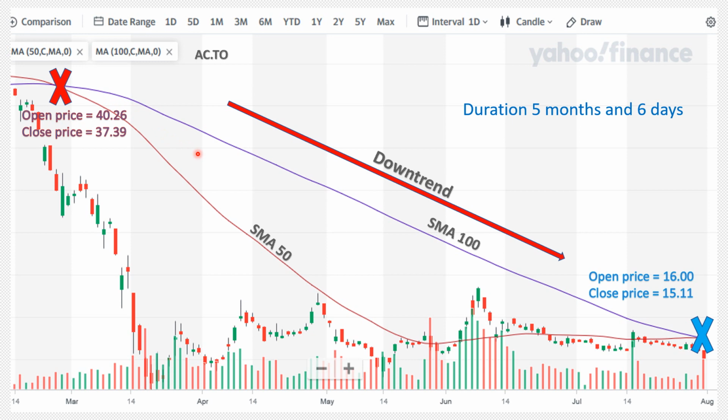And you should not buy share until the two moving average again meet each other at this point. Now let's see if you have 1,000 share. The price here is $40.26, and here is $16. The difference is $24 within 5 months and 6 days. And if you forget to exit the market at this point, you lose $24,000 in 5 months and 6 days.